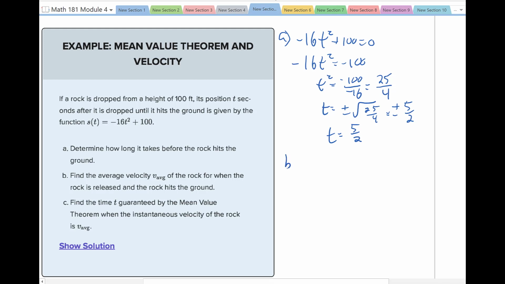So for part B, we want to get the average velocity. The average velocity is going to be the position function at 5 halves minus the position function at 0, over 5 halves minus 0.